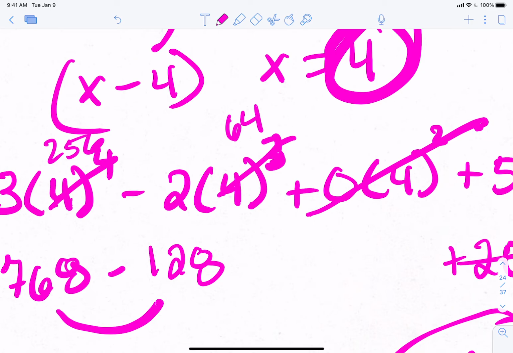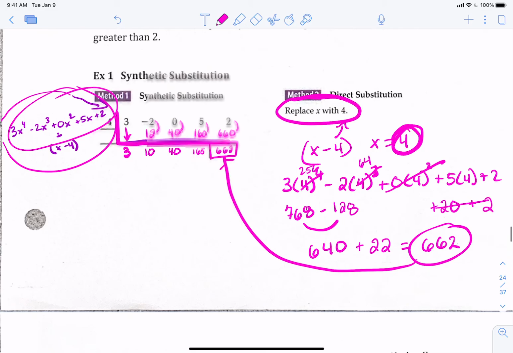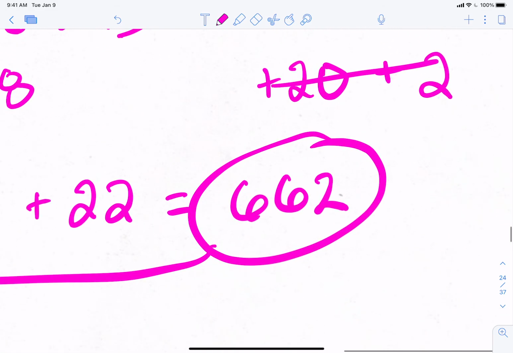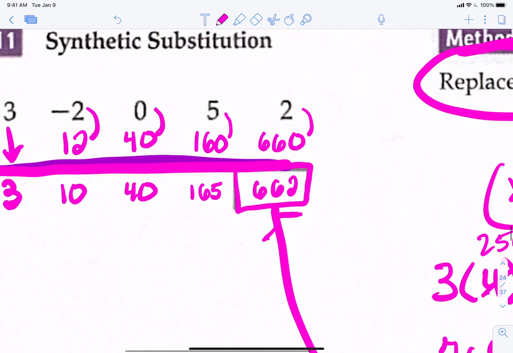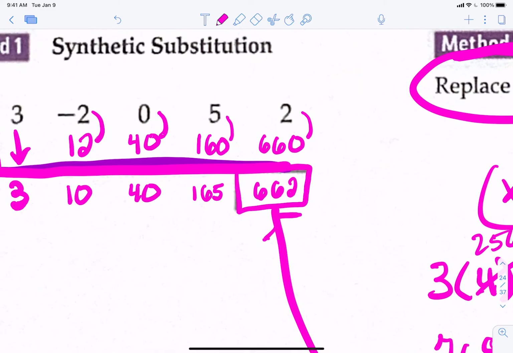Mm-hmm. What's that? So why can't we just plug it into the equation normally? Why would we start out with synthetic division? That's a good question. So why wouldn't we plug it in to start with? 662 will only give me the remainder. It will not give me the rest of the equation. Does that make sense? Okay. So if I want the rest of it, then I have to actually do the long synthetic division. But if I just want the remainder, then you can just plug it in.